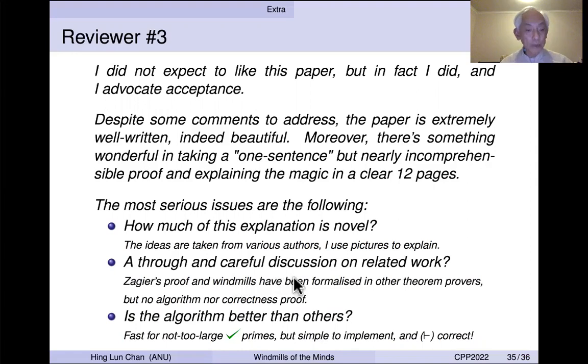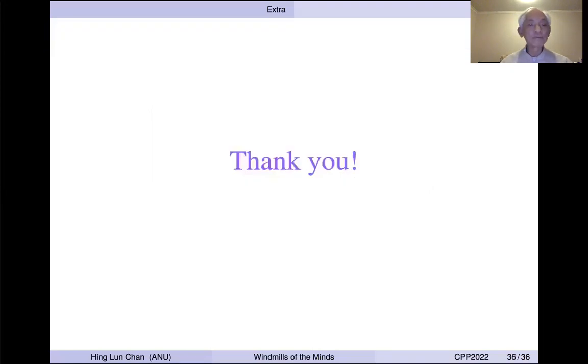For the second one, the staircase proof and windmills have been formalized in other theorem provers, but no algorithm or correctness proof has been given. And for the last one, I said that the algorithm is fast for not too large tick primes. The algorithm is simple to implement and has been formalized to be correct. So this is very good. That's all for today. Thank you very much.